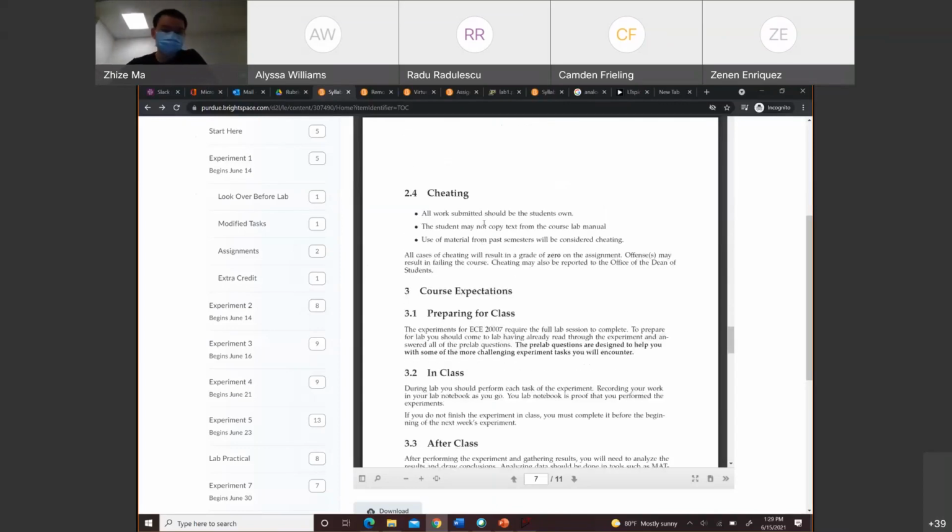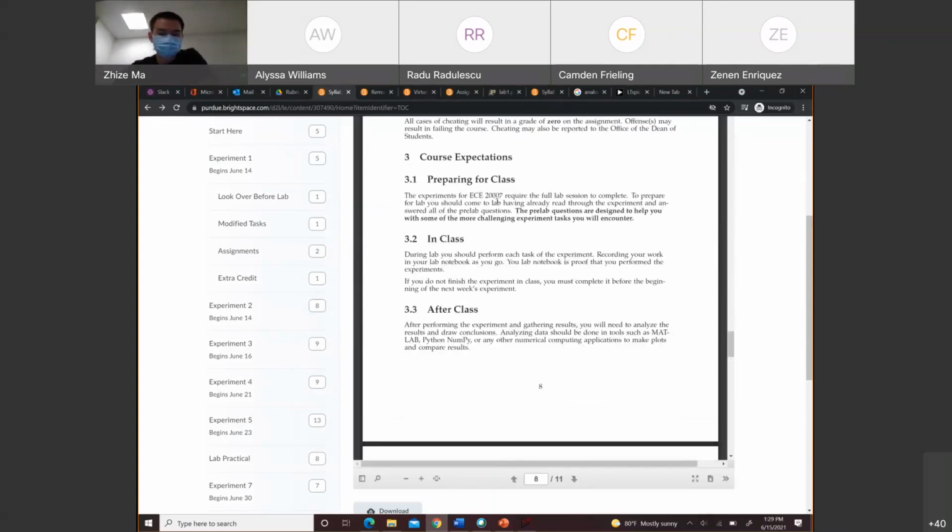Cheating. Obviously, there is no cheating allowed in this class. All the data and all the plots in your write-up should be done by yourself. You can ask questions and you can discuss with other students, but you cannot directly copy the work from other students.